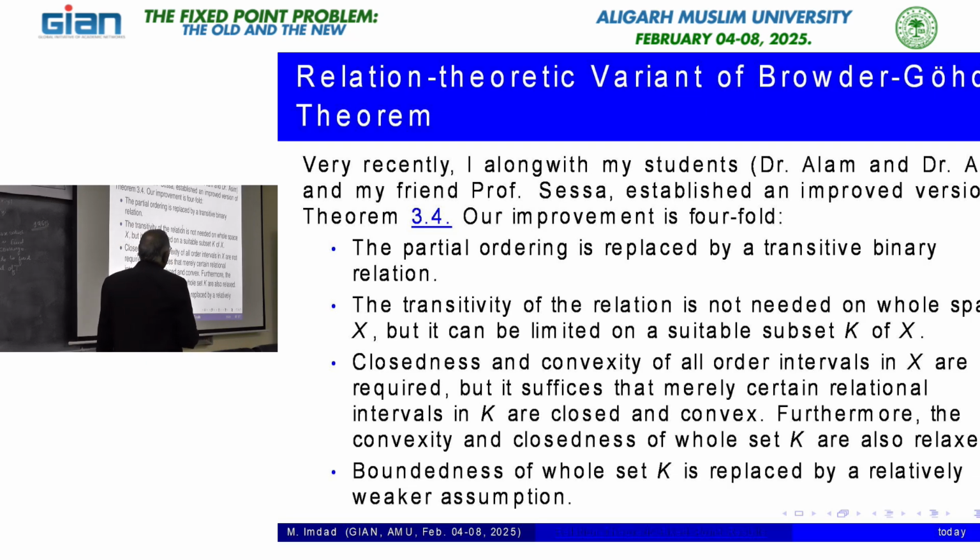Transitivity of the relation is not needed on the whole space, but it can be limited to a suitable subset of K. Closedness and convexity of order intervals are also not required, but it suffices that merely certain relational intervals in K are closed and convex. Furthermore, closedness and convexity of the whole space are again not needed, but can be limited. Boundedness of the whole set K is replaced by a relatively weaker assumption, as you see just now.